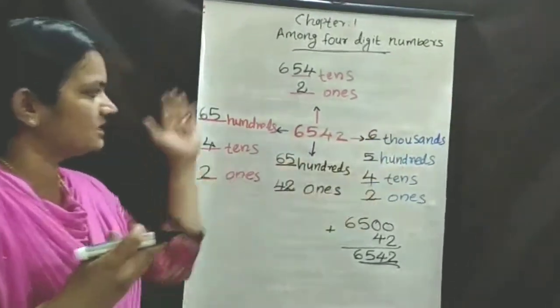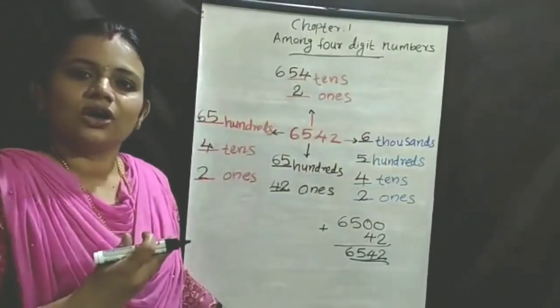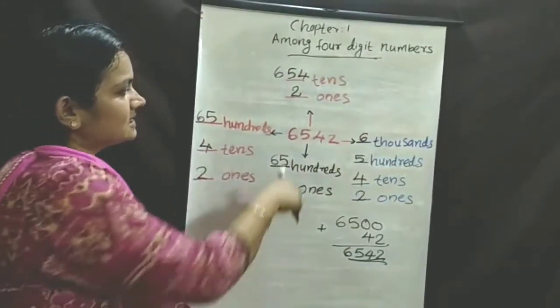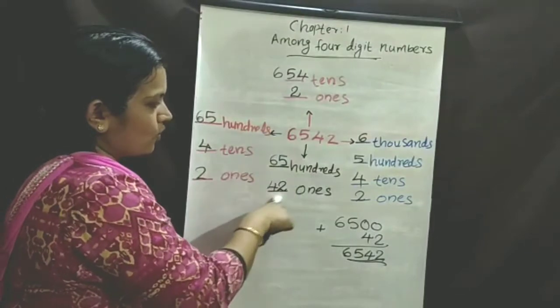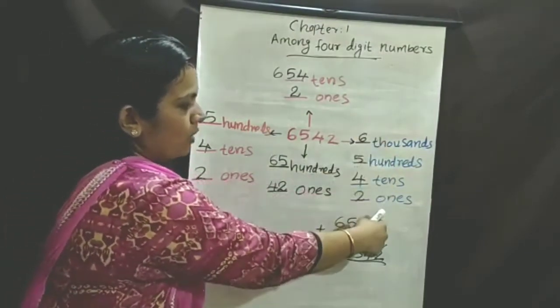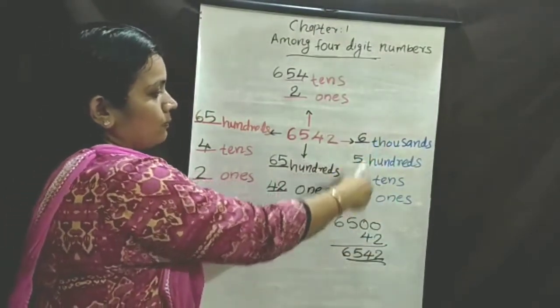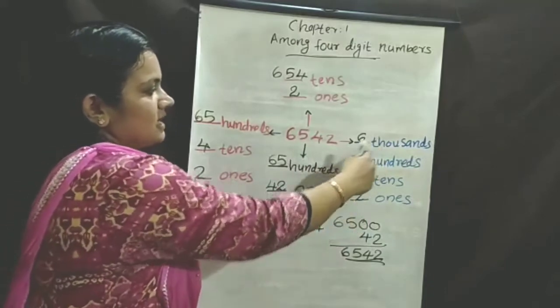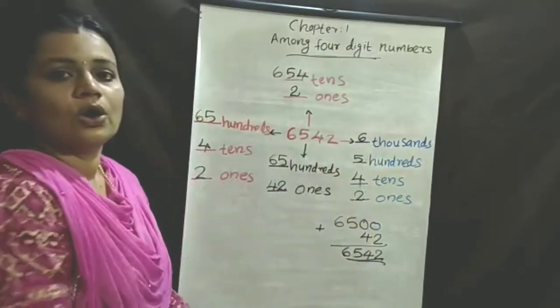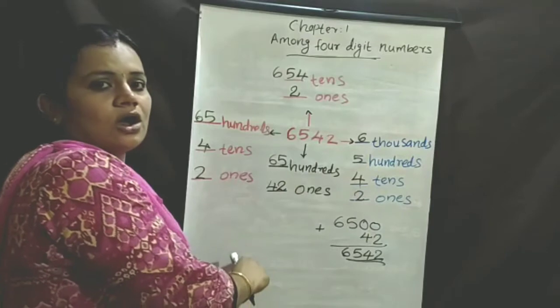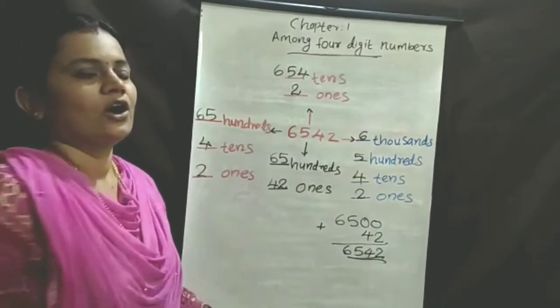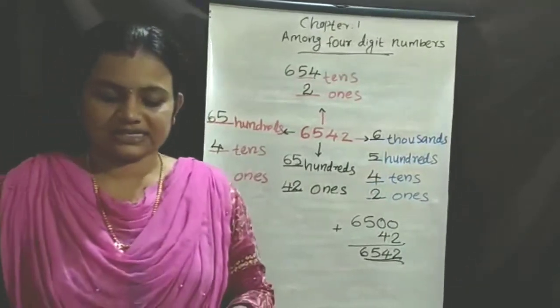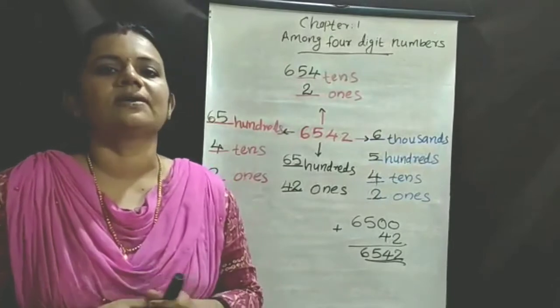So we can write in these different ways. Okay, got it. Then 6,500 and 42 ones. Then all places are given, so you put all the numbers: 6,542. Okay. Understood? Now we are discussing the place values.